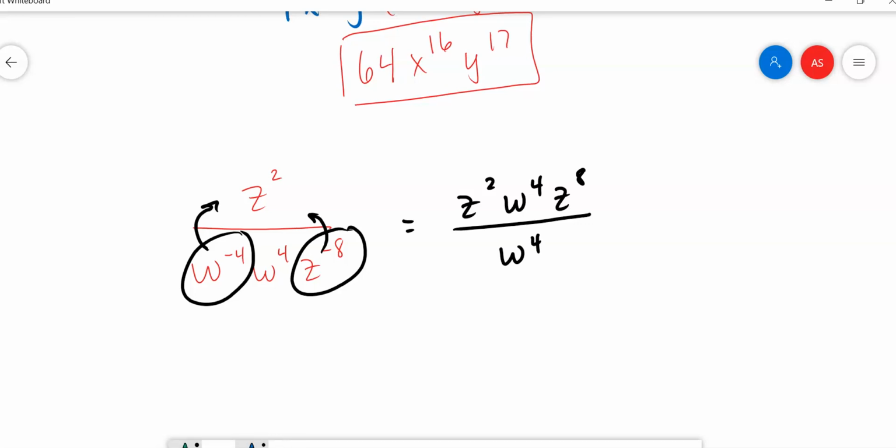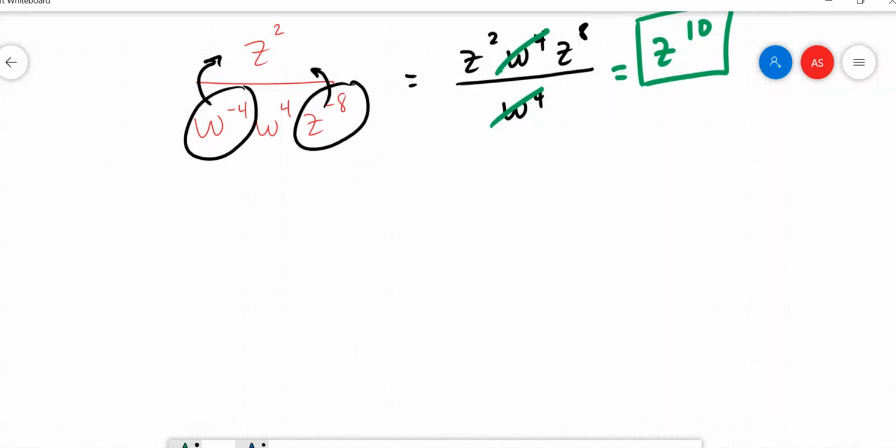Well, we can cancel out the w to the 4 and w to the 4, because they're the same value, so that's a 1. And then I'm just going to end up adding the 2 and the 8, which is 10. So the answer to this is z to the 10th power. Okay, hopefully that was okay. All right, let's do another one of those.